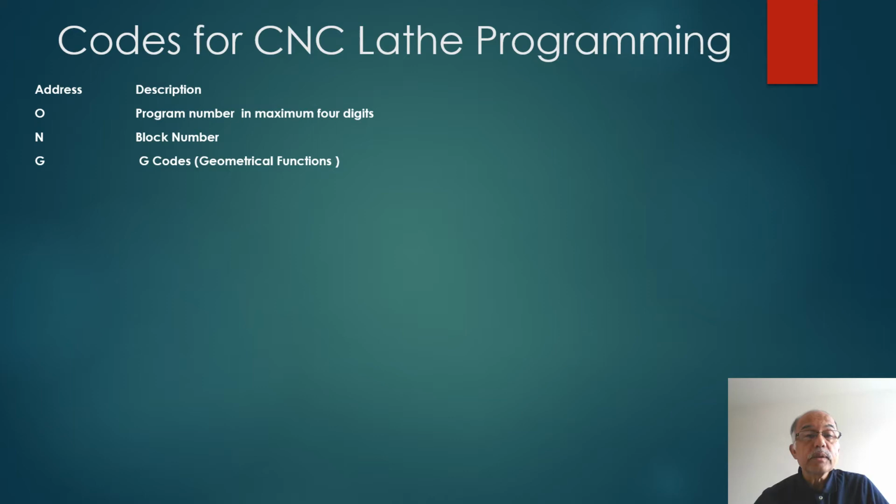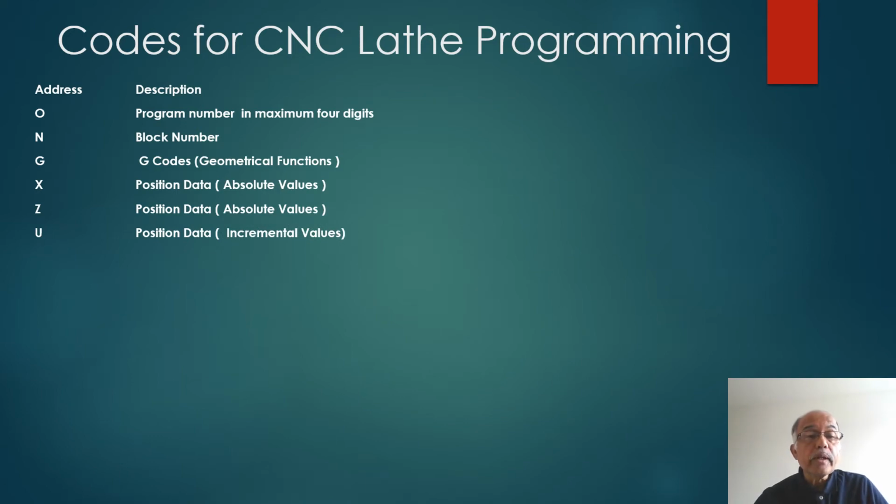G is G codes, that is geometrical functions. These decide how the tool will move. G codes decide the size and shape of the job to be manufactured. Next is X. X is positional data, that is the absolute distance traveled by the tool slide in the X-axis direction. Z is the absolute distance traveled by the tool slide in the Z-axis direction. U refers to the incremental distance traveled by the tool slide in the X-axis direction. W refers to the incremental distance traveled by the tool slide in the Z-axis direction.